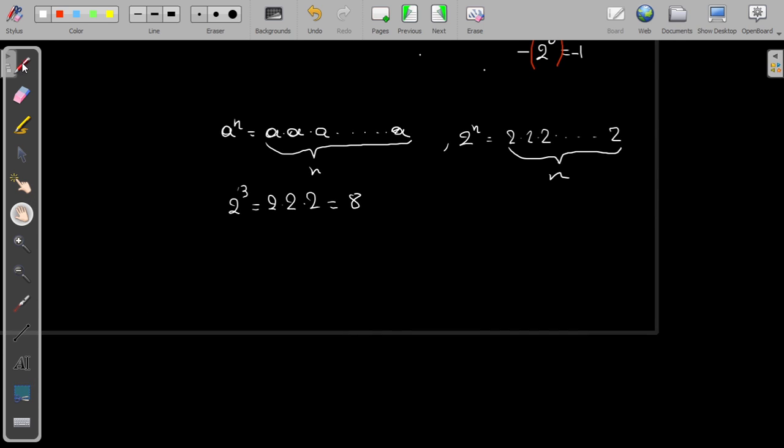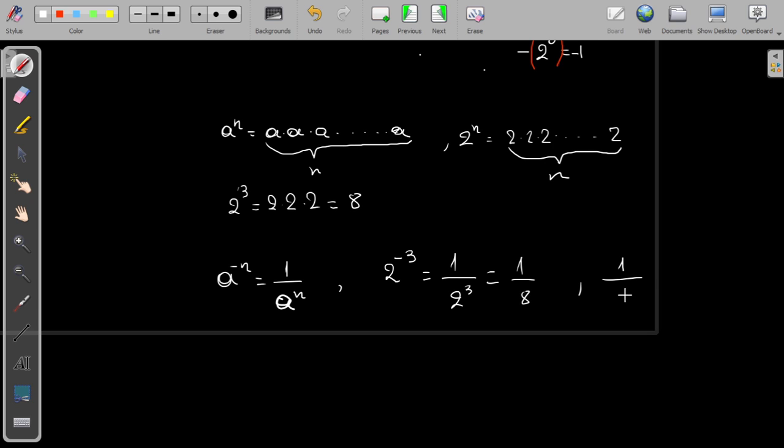Now, the other property is a to the power of minus n, which is equal to 1 over a to the power of n, meaning 2 to the power of minus 3 is equal to 1 over 2 to the power of 3, which is 1 over 8. The opposite, we will see it many times. If I have 1 over 9, I can write it 1 over 3 to the power of 2, which is also equal to 3 to the power of minus 2.